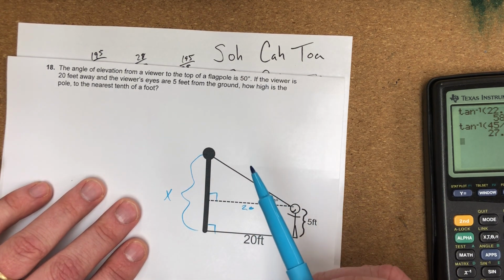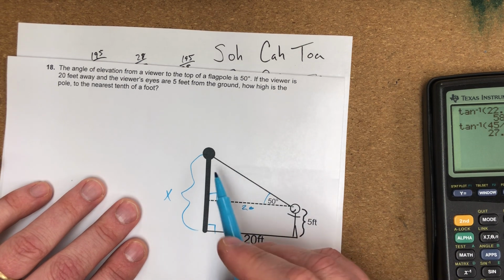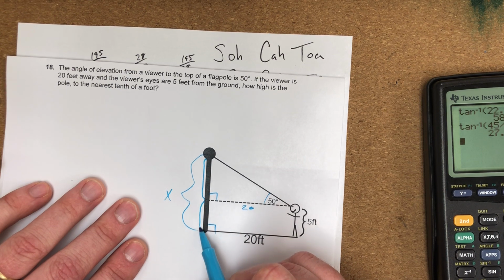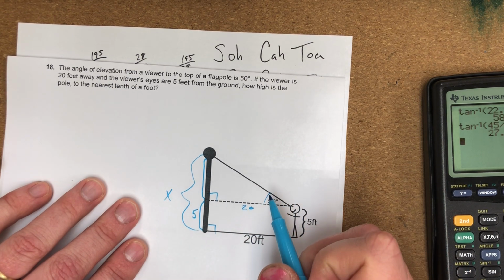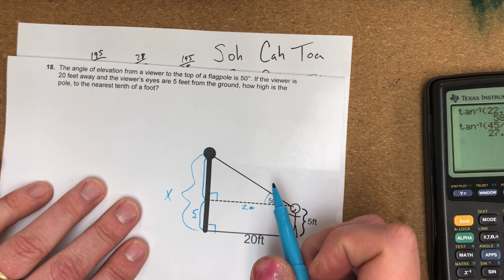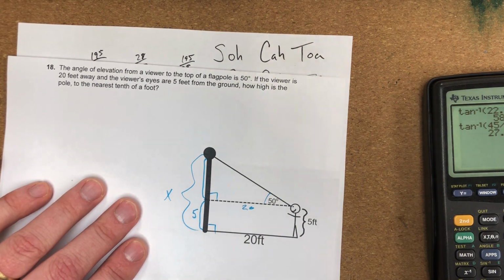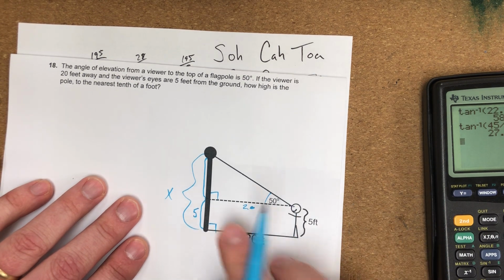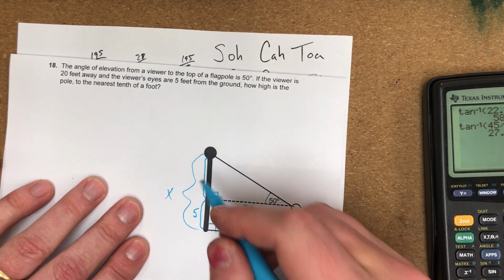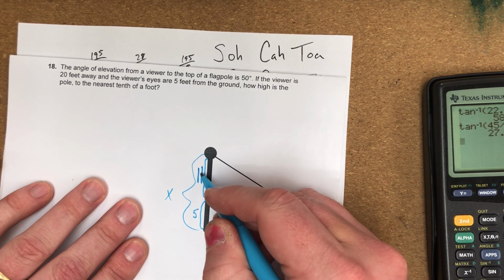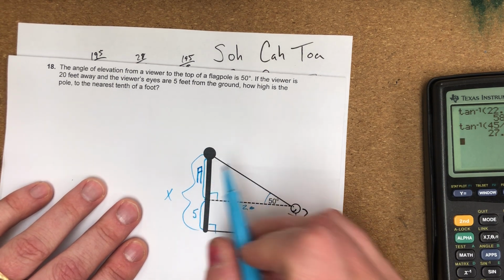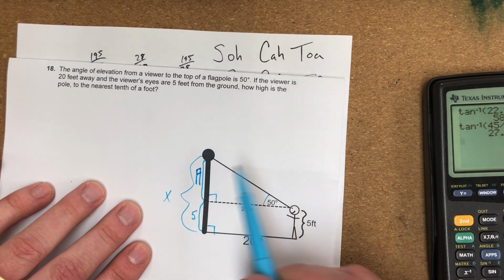Here's the problem. We don't know this piece. We do know this piece, though. This piece is 5. And we're not dealing with a triangle with the whole thing. We're only dealing with the triangle with the top piece. So let's just use the top piece. I'll call this A, since I already called that X. Maybe I should have called that X, but it's too late now. I called that X. Okay.